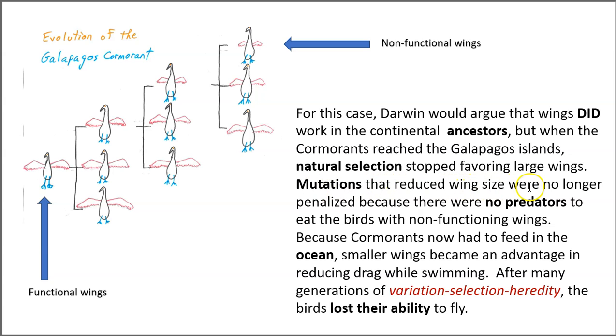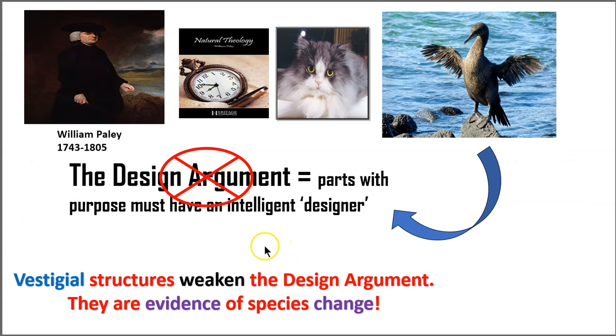Mutations that reduced wing size were no longer penalized because there were no predators to eat the birds with non-functioning wings. Because cormorants now had to feed in the ocean, smaller wings became an advantage in reducing drag while swimming. After many generations of variation, selection, heredity, the birds lost their ability to fly. So for Darwin, vestigial structures weaken the design argument. They are evidence of species change.